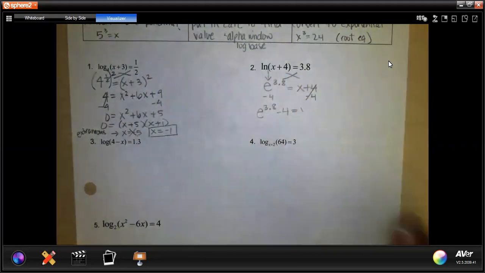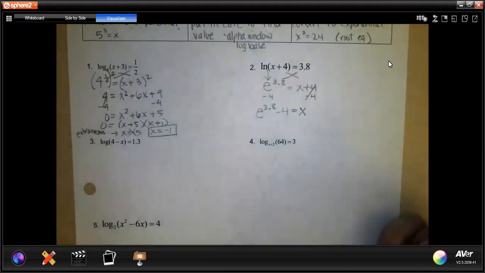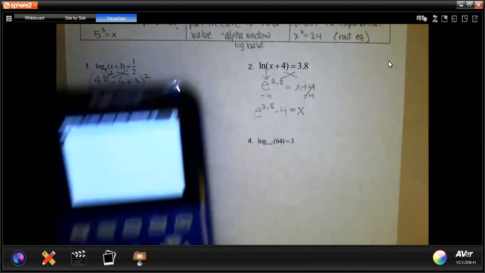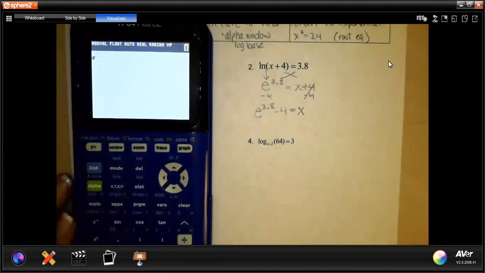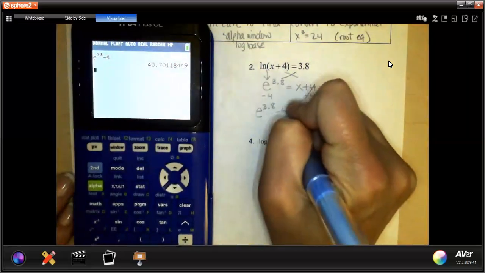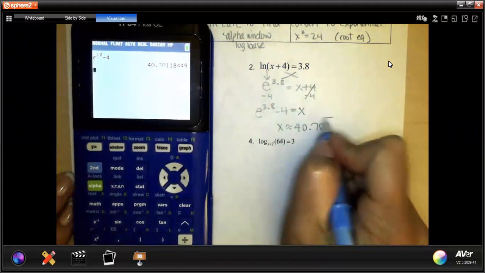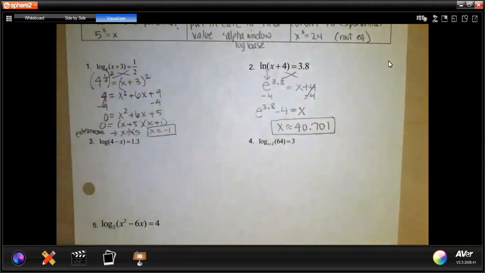This would be the exact answer since e is a number. It would be e to the 3.8 minus 4 would be the exact one. If you wanted to get a decimal approximation, you would want to plug that into the calculator. So you plug in the actual e raised to the 3.8 power, get out of the exponent. So I used my arrow key to get out, and then minus 4. And so x is approximately 40.701. We usually keep 3 decimal values for an exponential or log.